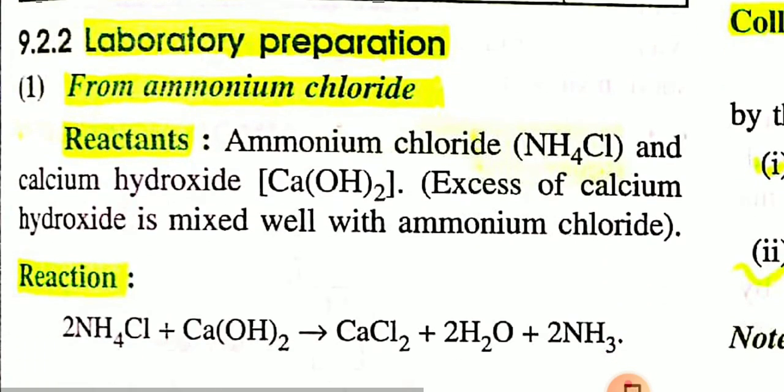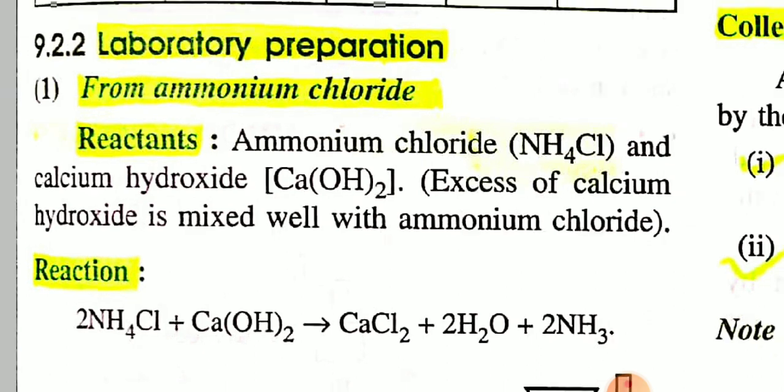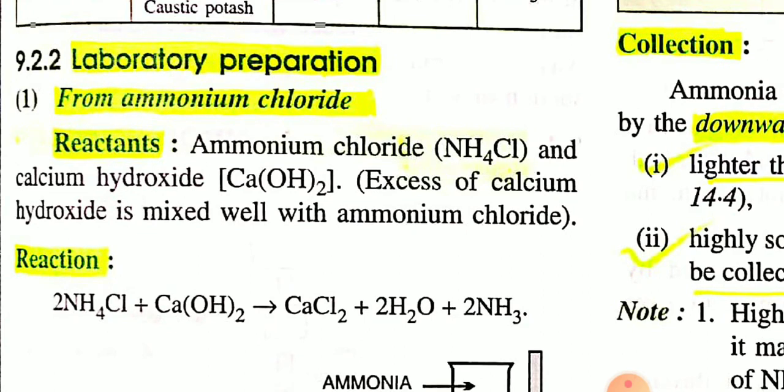Now, laboratory preparation of ammonia gas. The reagents are ammonium chloride and calcium hydroxide, slaked lime. The reaction is NH4Cl plus calcium hydroxide, Ca(OH)2, gives CaCl2 plus 2H2O plus 2NH3. This is the laboratory preparation of ammonia from ammonium chloride.